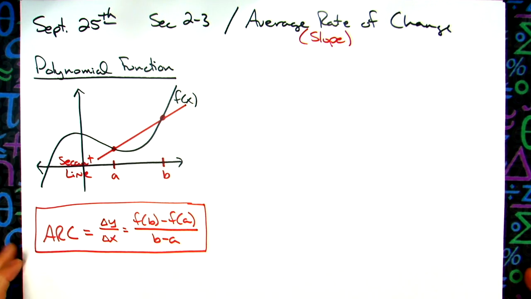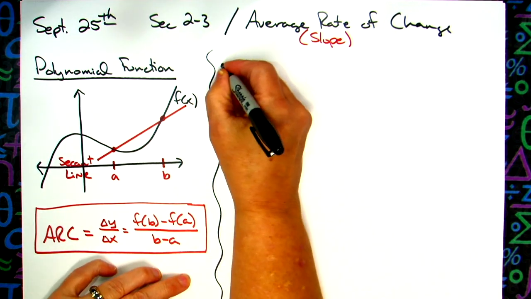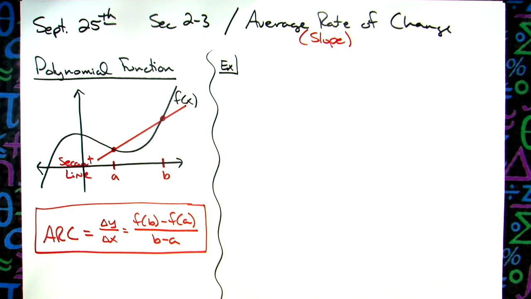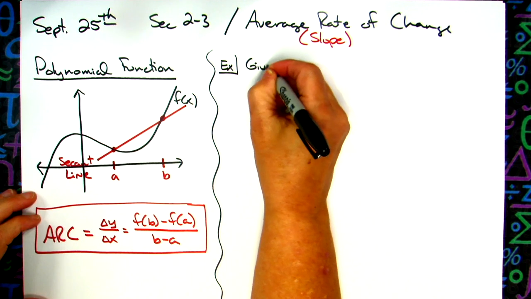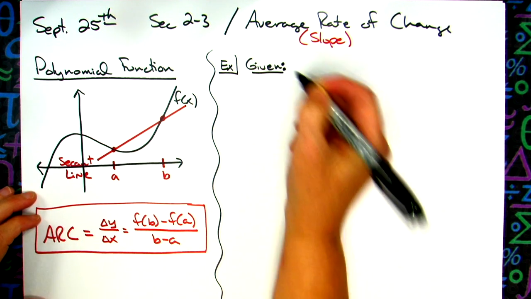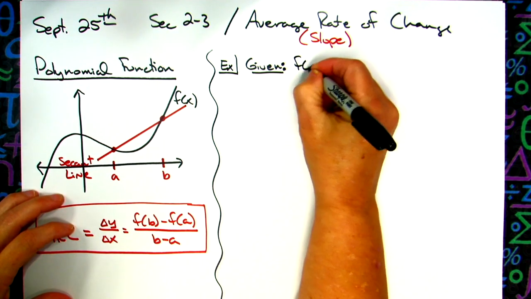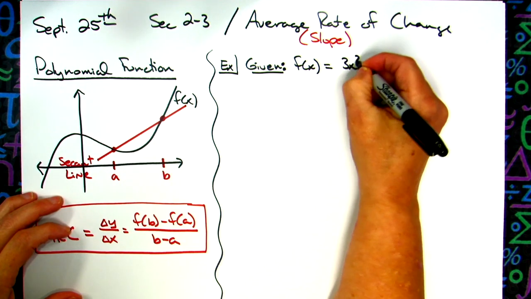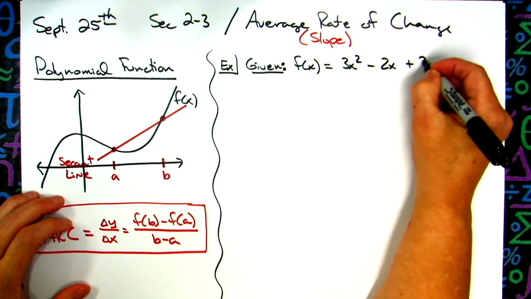Let's see if I can get the example on this half of the piece of paper, and then we'll call it done. Let's suppose that they give you a function. Given any type of polynomial curve, we'll go ahead and do a parabola. So f of x is equal to maybe, say, 3x squared minus 2x plus 3.